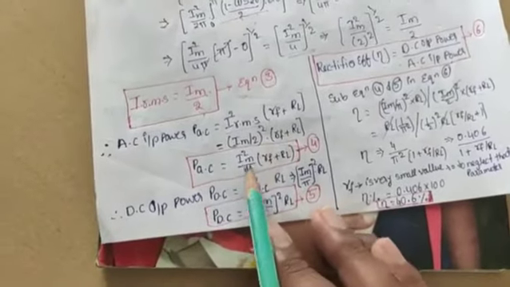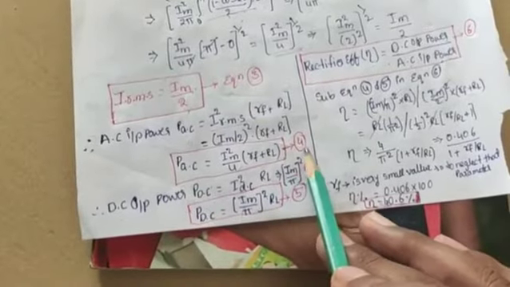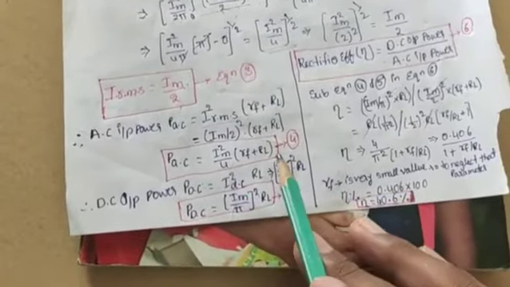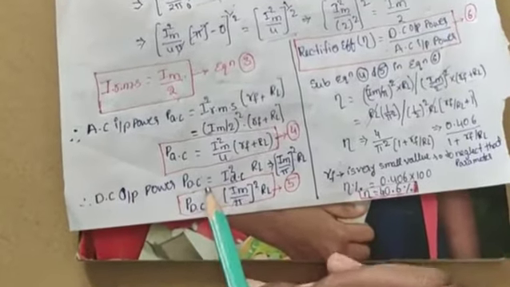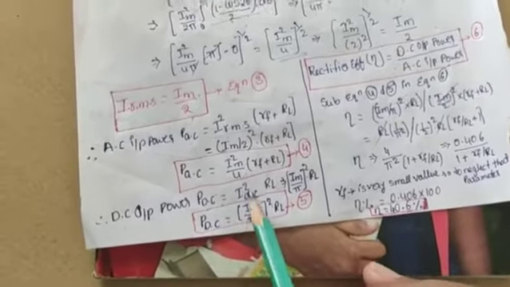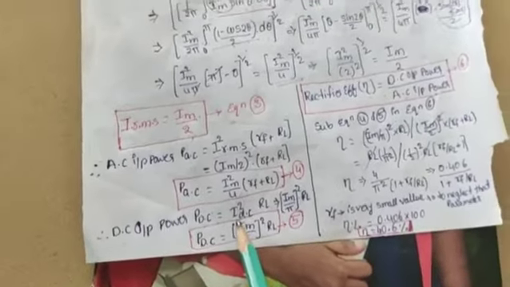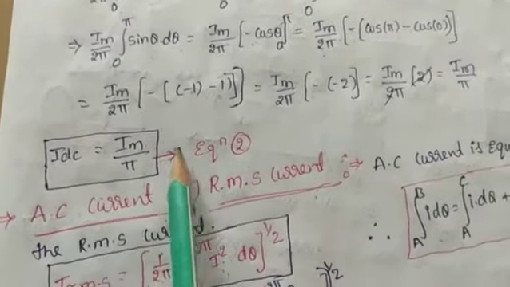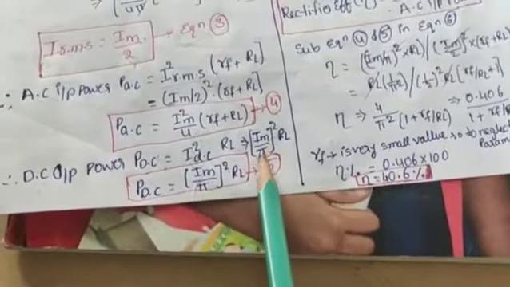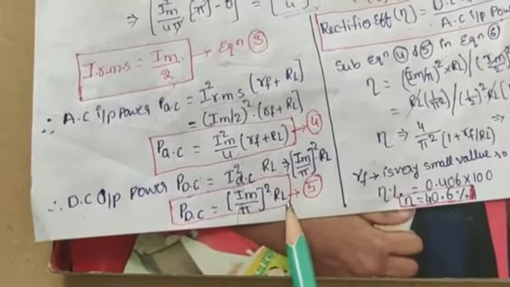This gives equation number 4. Equations 1 to 3 are already done, next you can put equation number 4. Next, DC output power, which you can represent as PDC. What is the formula? I² DC RL. What is IDC? We already know IDC is equal to Im by π from equation number 2. Now substitute Im by π in this equation. PDC is equal to (Im by π) whole square into RL.